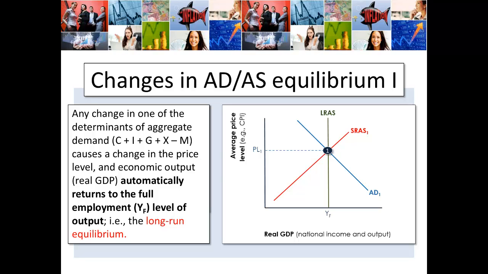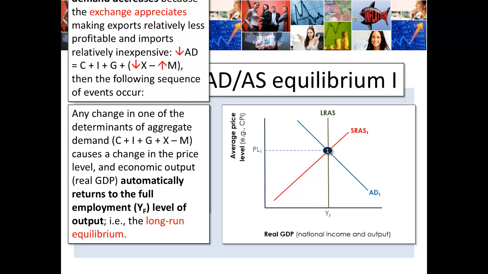The economic output will automatically return to the full employment level of output. So this is a long run equilibrium. Long run equilibrium here at point 1, where short run aggregate supply equals aggregate demand equals the long run aggregate supply. Any deviation from this will result in the economy returning to the full employment level of output at YF in the long run.